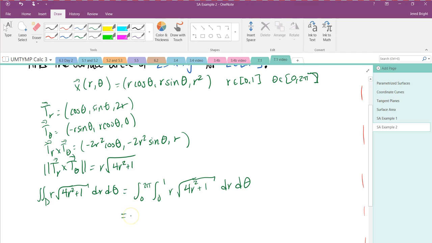I'm going to skip all the calculation and tell you, okay, to integrate r, you have to use a u substitution, and then theta is just multiplied by 2 pi essentially. And so what we end up getting is pi over 6, and then 5 to the 3 halves minus 1.